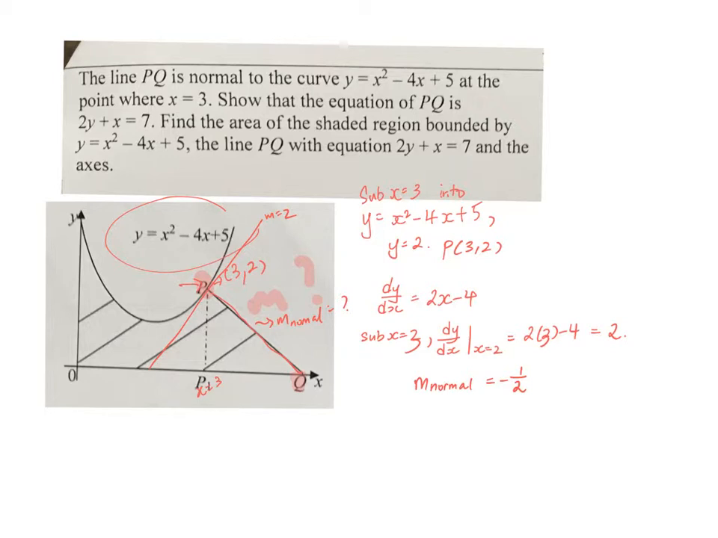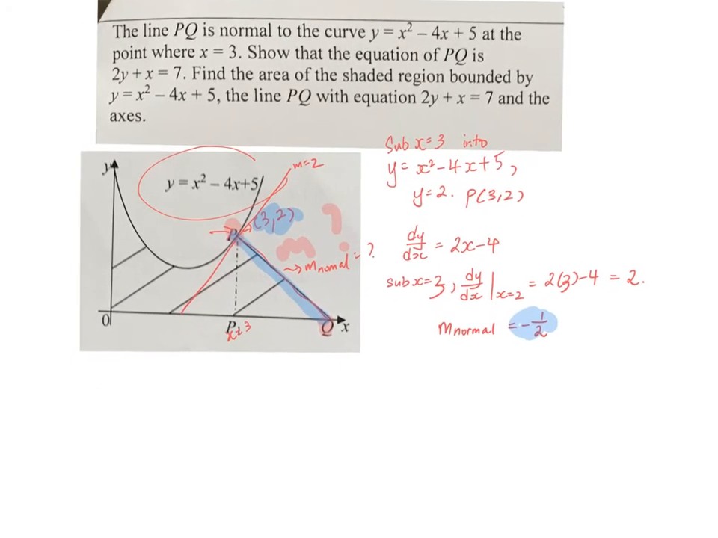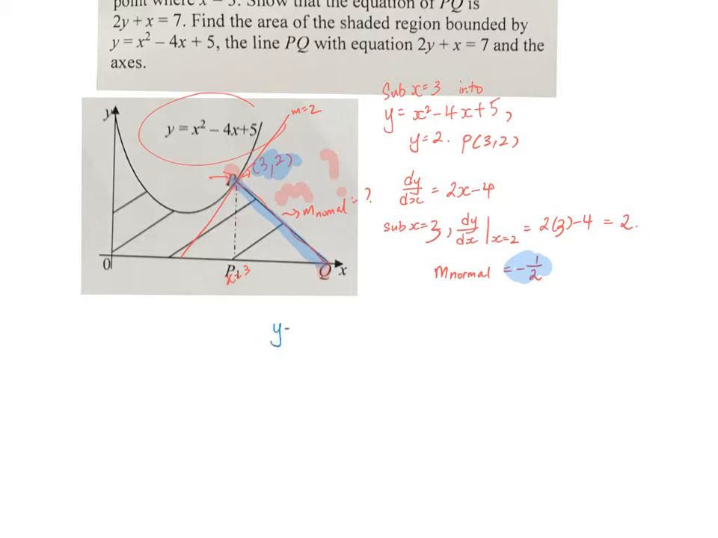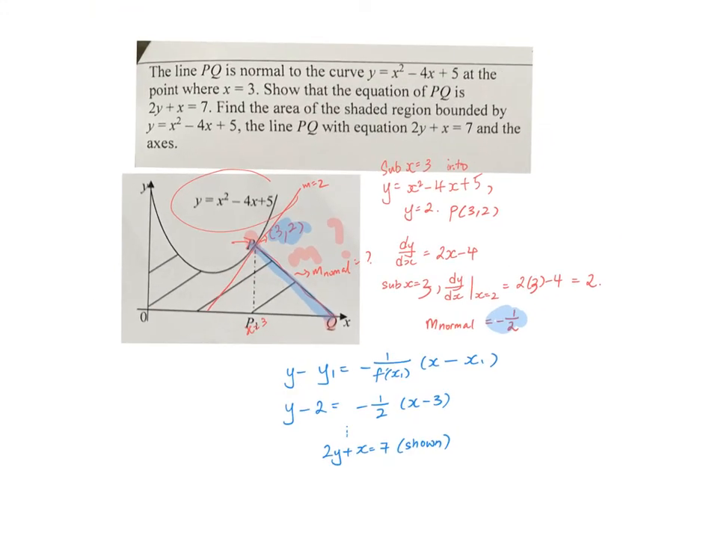So you can see that in order to solve for the equation of this line, I have a point and I have a gradient, so I am able to solve for the equation of PQ, the normal line. With that, I go on next. I just use the formula: y minus y1 equals negative 1 over the gradient times x minus x1. So I'm just going to sub in: y minus 2 equals negative half times x minus 3. And you can show that this will give you 2y plus x equals 7. Okay, now I'm done with this part.